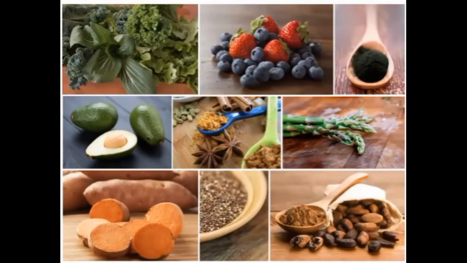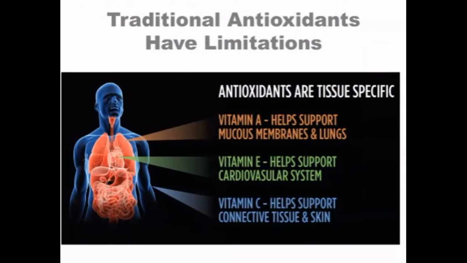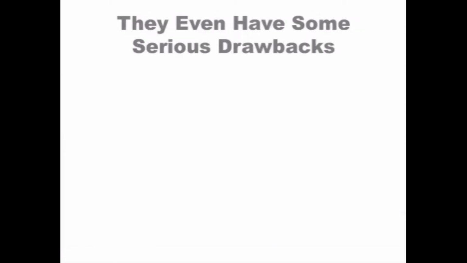Now, we all know, unless you've been living under a rock for a very long time, that there are all kinds of foods that have antioxidants in them. And generally speaking, the brighter the color, the higher the antioxidant potential. So here you can see all these beautiful foods that contain high levels of antioxidants. However, traditional antioxidants like vitamins A, C, and E are very tissue specific. So vitamin A cannot treat the same kinds of issues that vitamin E or vitamin C can. Same with vitamin E and vitamin C.